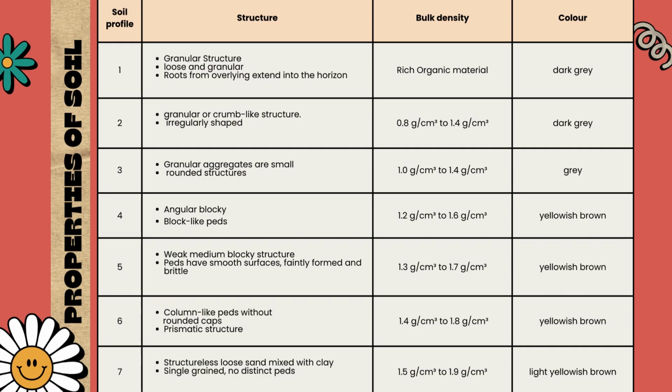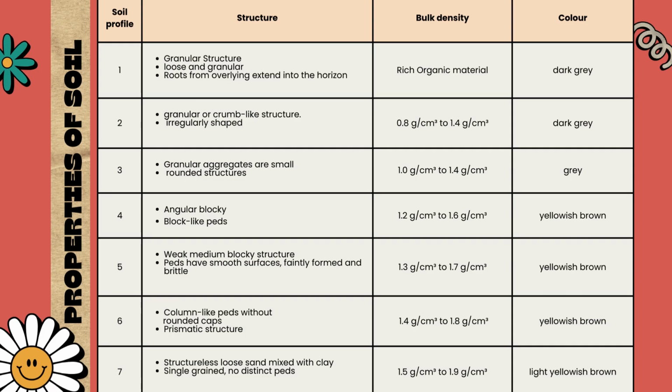Third, granular aggregates are small and rounded structures. The bulk density is 1.0 g/cm³ to 1.4 g/cm³, and the color is gray. Fourth, the structure is angular blocky with block-like pads, and the bulk density is 1.2 g/cm³ to 1.6 g/cm³, and the color is yellowish brown. Fifth, the structure is weak, medium, blocky, and pads have smooth surfaces, finely formed and brittle. The bulk density is 1.3 g/cm³ to 1.7 g/cm³, and the color is yellowish brown.